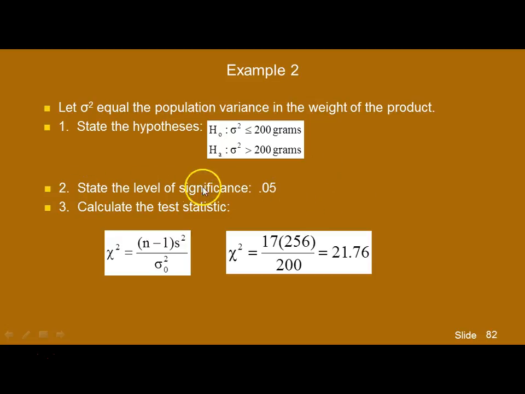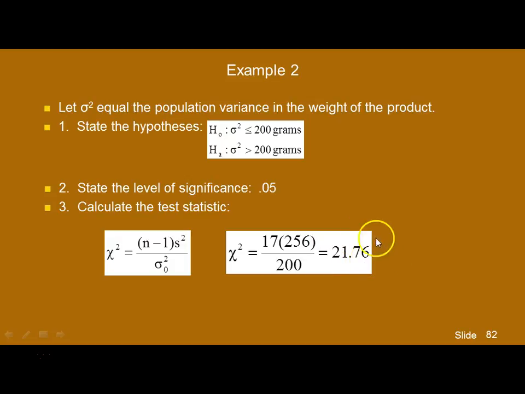Again, we're going to use a 5% alpha level, calculate our test statistic. N was 18, so n minus 1 is 17. S squared was 16 squared, or 256. Our hypothesized value of the variance is 200, so that goes in the denominator. And this turns out to be a chi-square value of 21.76.